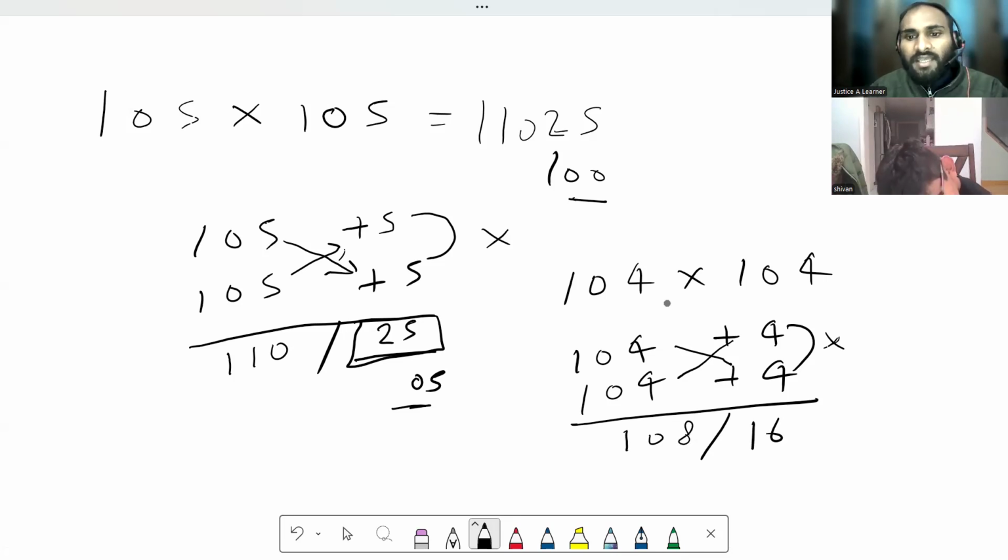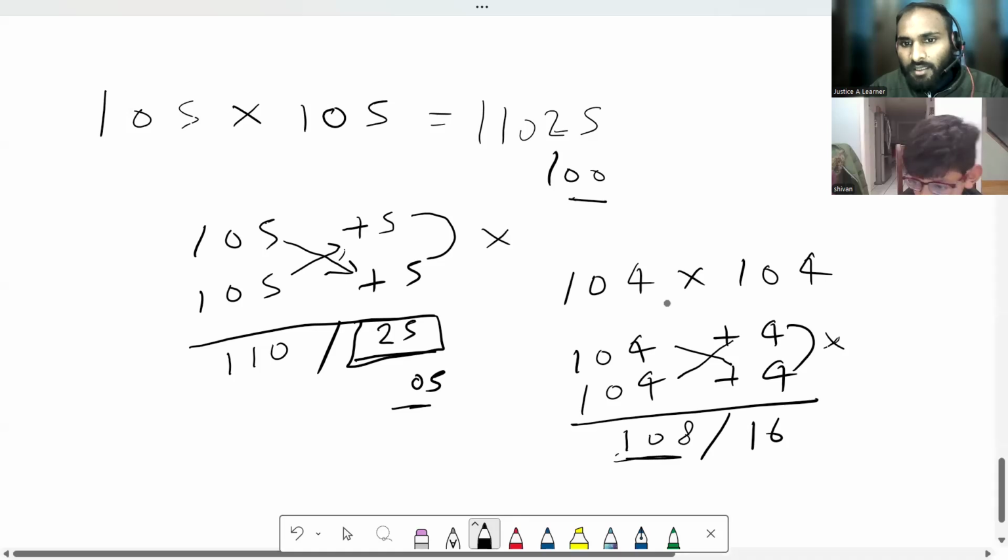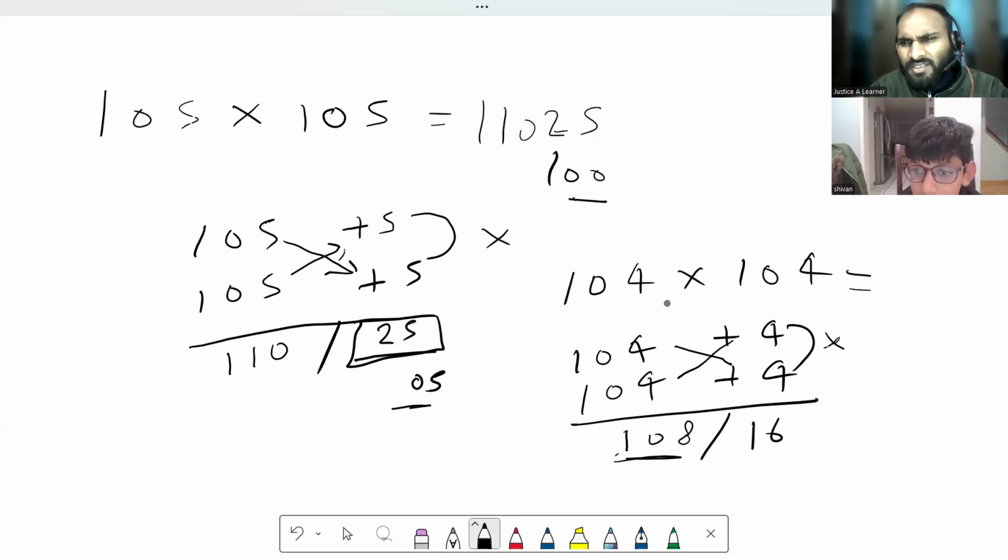So the answer can also be found in this way. Look here, Shivan. 104 plus 4 we will see from this angle. 104 plus 4 is equal to 108, and then 4 fours are 16. So I can directly write the answer: 108 and then 16. That is the answer.